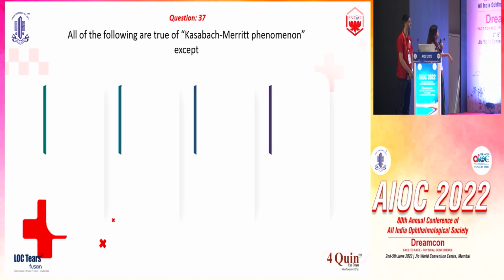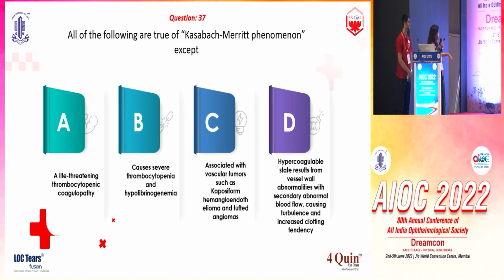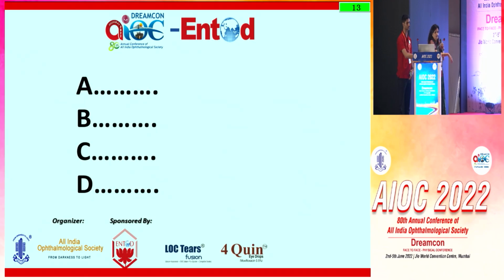All of the following are true of Kasabach-Merritt phenomenon, except: a life-threatening thrombocytopenic coagulopathy causing severe thrombocytopenia and hypofibrinogenemia associated with vascular tumors such as kaposiform hemangioendothelioma and tufted angiomas; hypercoagulable state results from vessel wall abnormalities with secondary abnormal blood flow causing turbulence and increased clotting tendency. And your time starts now. Too much of theory, too much of turbulence.